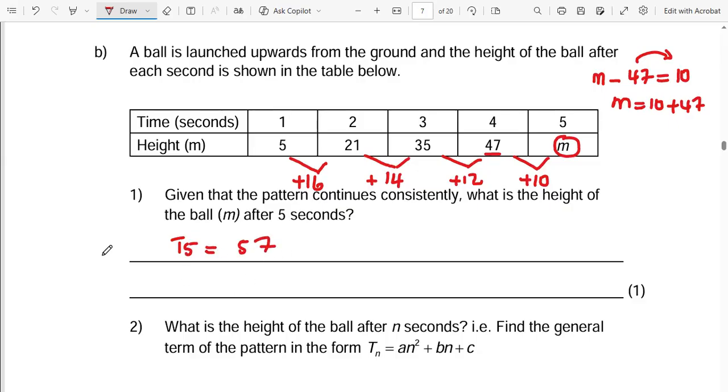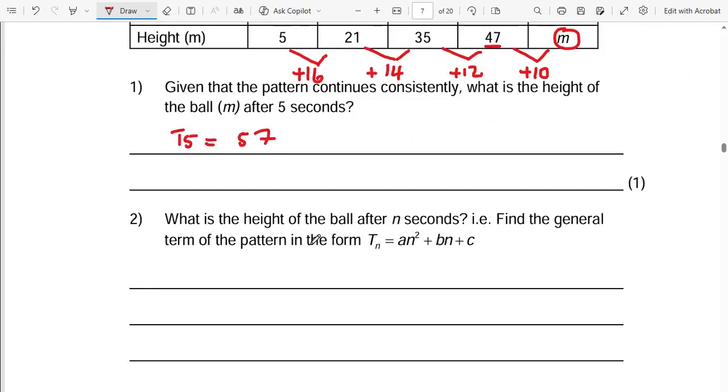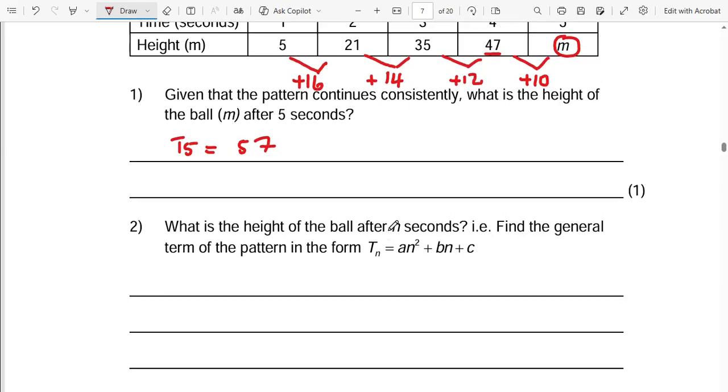Oh, what a nice question. That is just one mark. I'm not going to stress you guys about that one. What is the height of the ball after n seconds? Guys, even they give you a clue. Find the general term. They want you to find the general term.